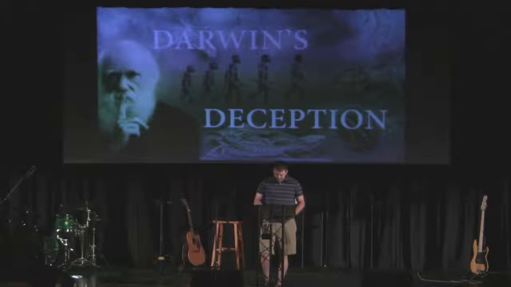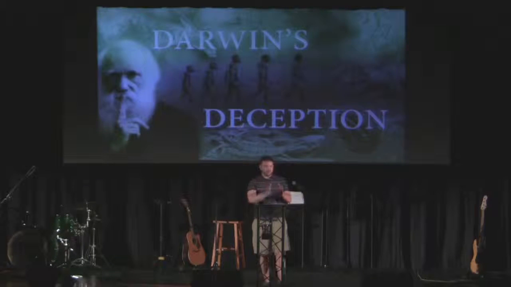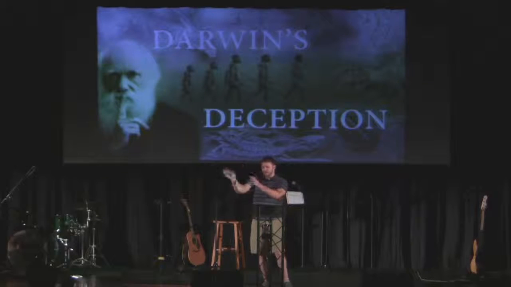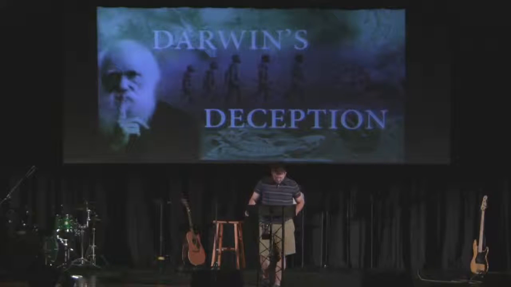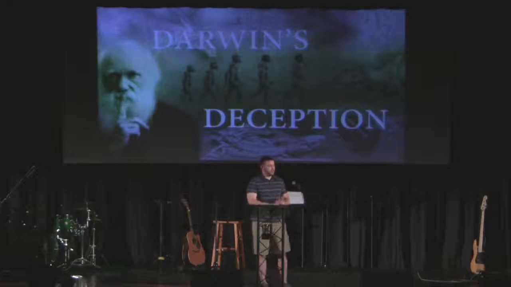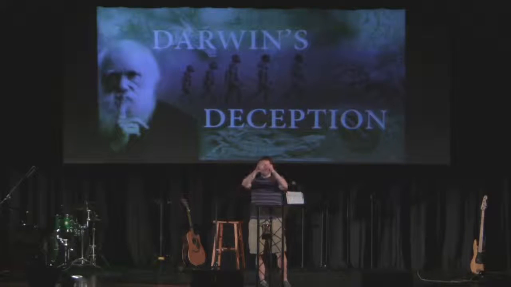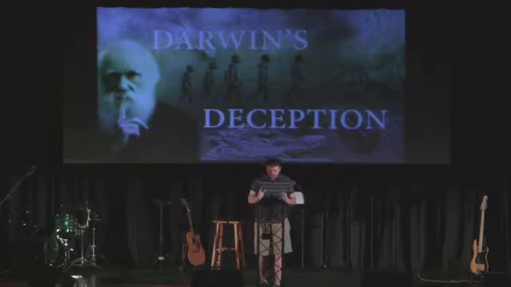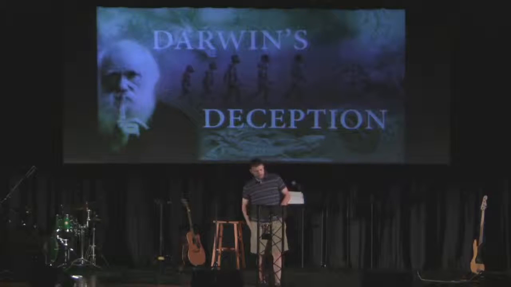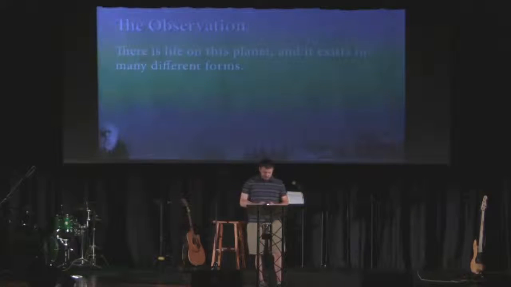All right. So we're going to be examining one of the major differences between the Big Bang and the creation account. So first, remember in the scientific method, we have an observation. So what is it that we see that is interesting? Well, this observation is that there is life on this planet, and it exists in many different forms.